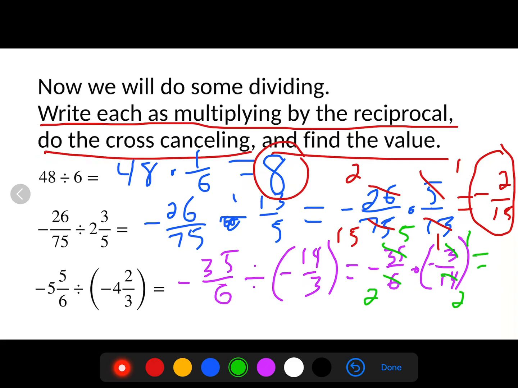Negative times negative is positive, so we won't worry about that. This is 5 times 1 is 5. This is 2 times 2 is 4. And the quotient is 5/4.